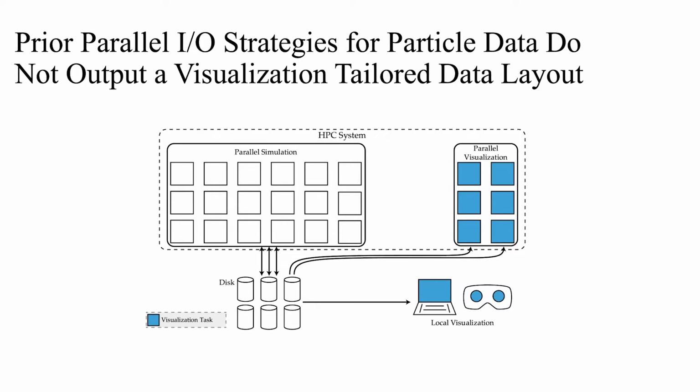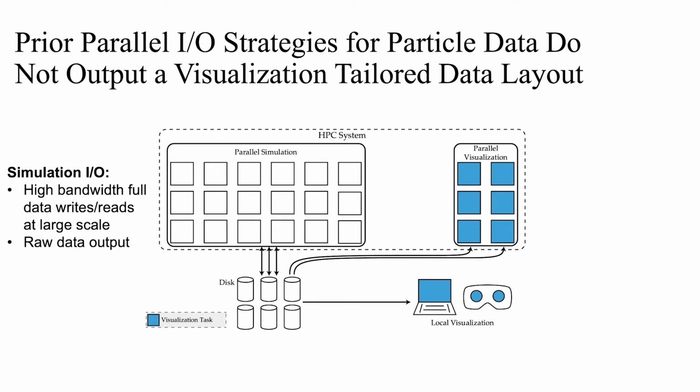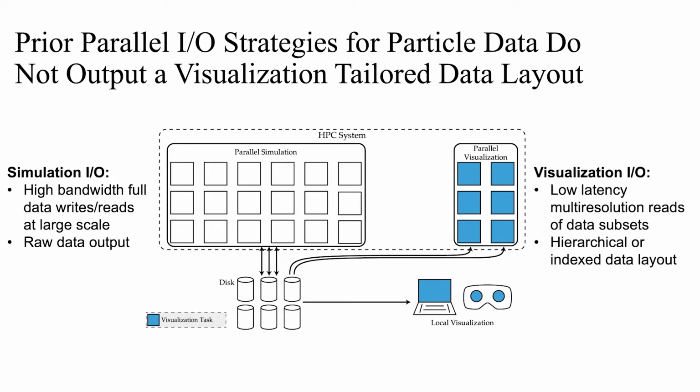And so what I mean here is that prior parallel I/O strategies for particle data do not output a visualization-tailored data layout. So to achieve high bandwidth I/O, simulation I/O libraries optimize for high bandwidth full data writes and reads at large scales, large levels of parallelism, and to minimize the amount of time and computation that takes place during I/O, they typically perform a raw data output. So there's no higher level acceleration structures that are output by these libraries.